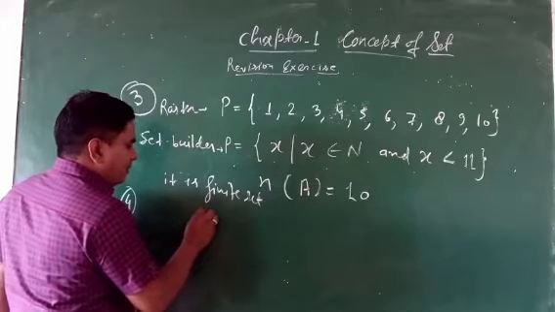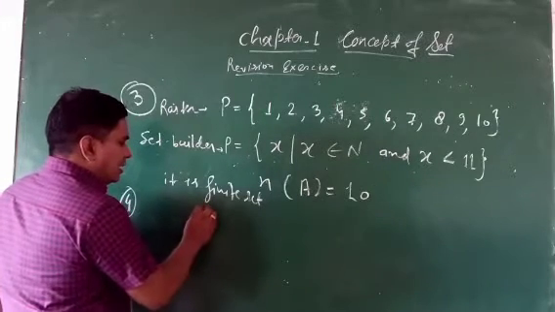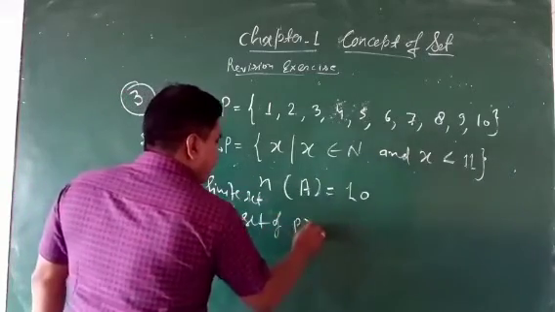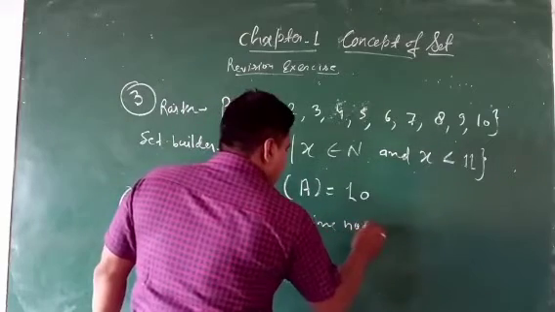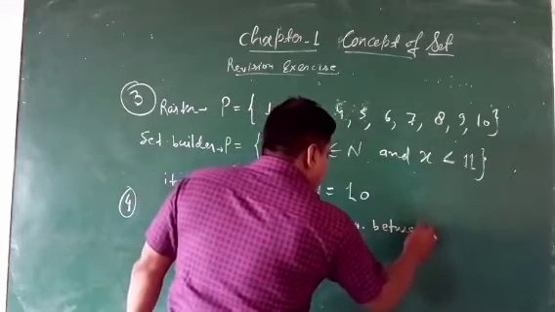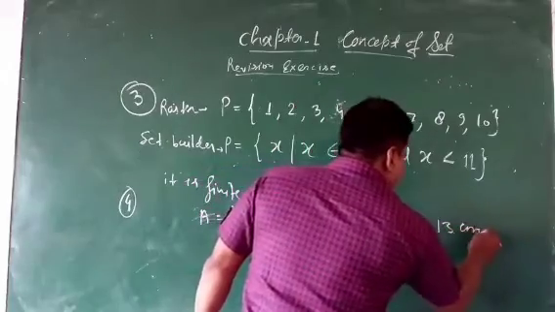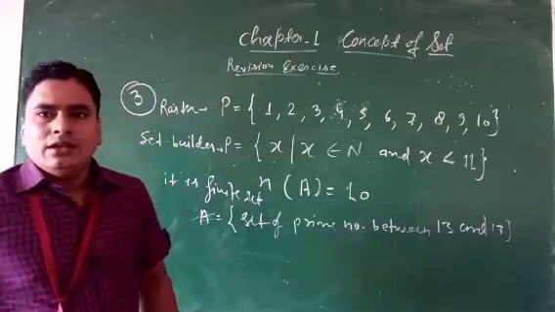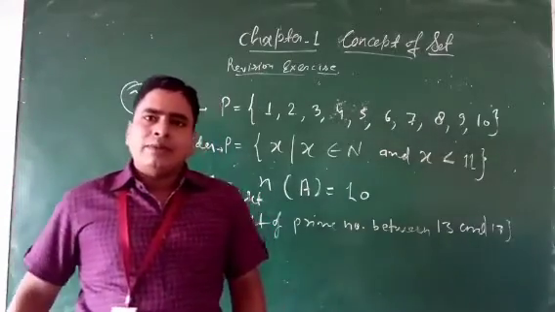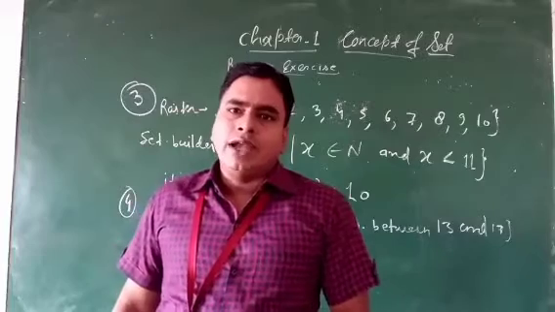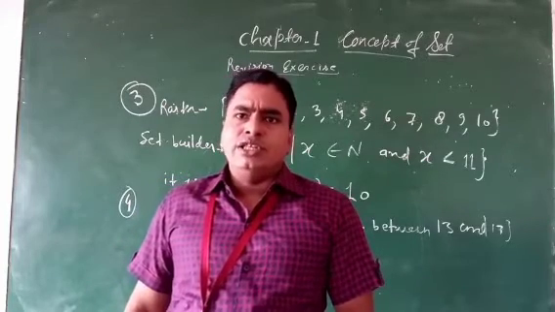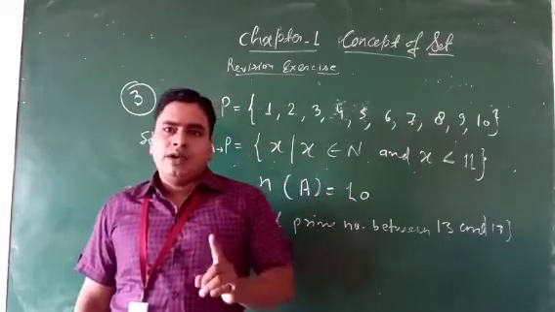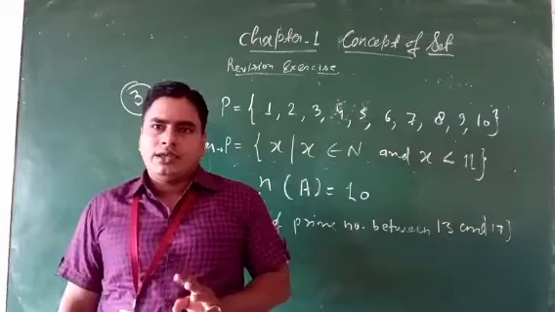Suppose the set is A, the set of prime numbers between 13 and 17. So we know what prime numbers are. The numbers which are divisible by 1 and itself, the numbers which have only two factors, 1 and itself. Clear?